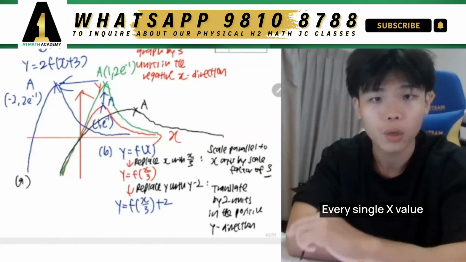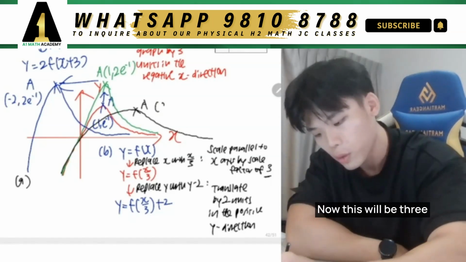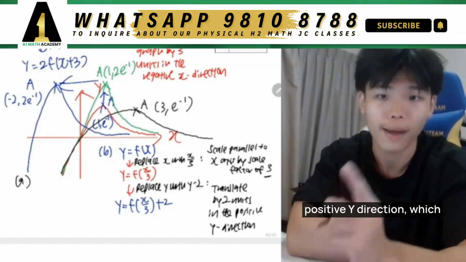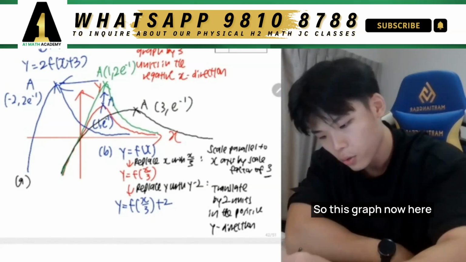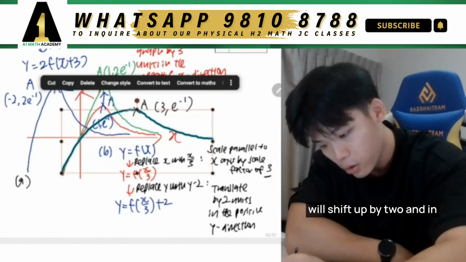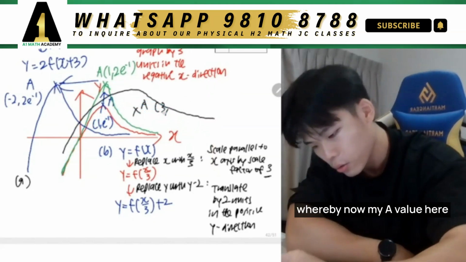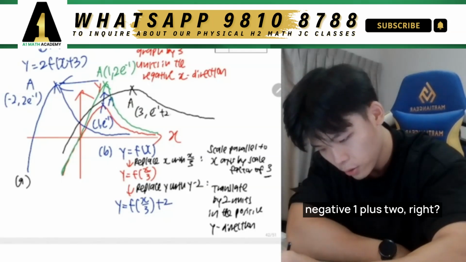Every single x value will times 3. So I'm just going to draw this a little bit proper, like that. Now this will be (3, e minus 1). And then I translate 2 units in the positive y direction, which means that now my whole graph will shift up by 2. So this graph now here will shift up by 2, and in the end I end up over here, whereby now my A value here would be A (3, e negative 1 plus 2), right?